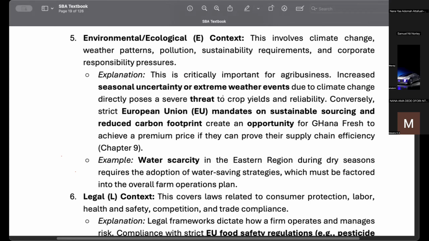However, the European Union, where GH Fresh is going to export this, has a strict adherence to sustainable sourcing, so that wherever you source, you buy from, you have less impact on the environment. Wherever you are sourcing your produce, your fresh tomatoes or your fresh pineapples from, it should have less impact on the environment. Number two, there should be reduced carbon footprint. What do they mean by that?